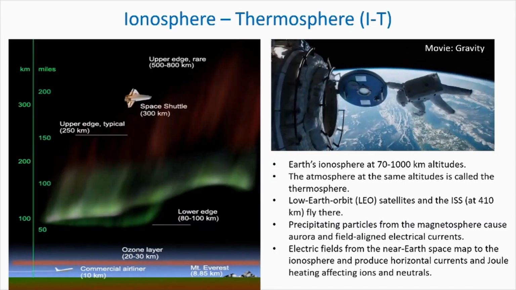And we typically talk about the ionosphere between 70 and 1,000 kilometer altitudes. And that is a region where you also can find aurora borealis. That is also where you have the International Space Station, several ionospheric satellites. And then the neutral atmosphere at these altitudes, that is called the thermosphere. And these ions and neutrals, they have complex interactions. So we could say that the ionosphere is the region where the space meets the atmosphere.